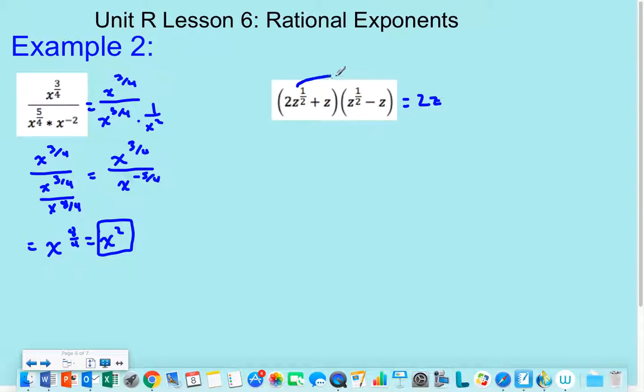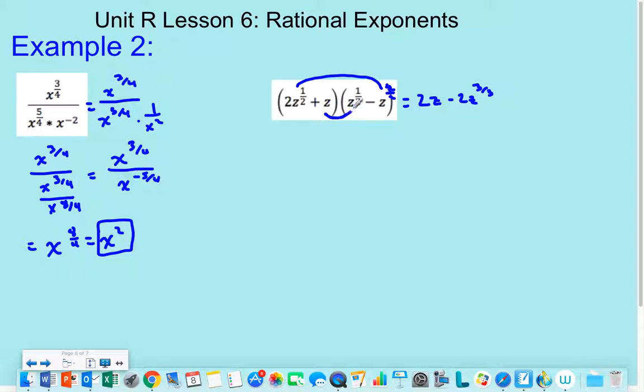Now I'm going to take 2z to the 1/2 times negative z. Now, over here, again, I have to add my exponents. And right now the exponent is a 1, which doesn't have a common denominator with 2. And so I'm going to turn this into 2 halves, which would be the same thing as 1. And now I've got the common denominator. So 2 times negative 1 would be negative 2. So negative 2z. And then 1/2 plus 2 halves would be 3 halves. So negative 2z to the 3 halves.